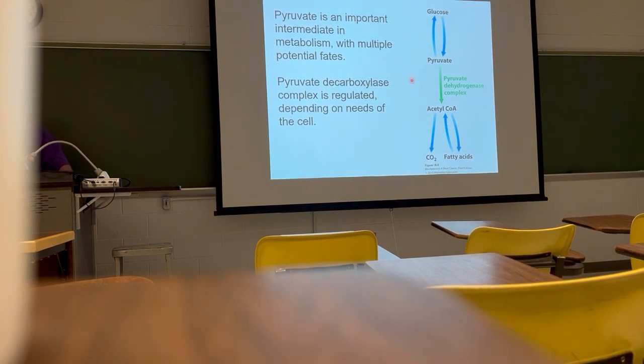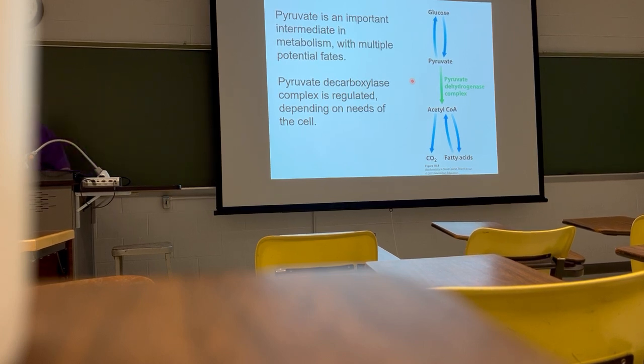We're going to see through the semester that pyruvate keeps turning up in different pathways. It's an important intermediate that is involved in lots of biochemistry, lots of metabolism. And in this pathway, we're starting with glucose making 2 pyruvates. The pyruvate dehydrogenase complex makes acetyl coenzyme A, and acetyl coenzyme A can go on to be completely oxidized to CO2 in the citric acid cycle.